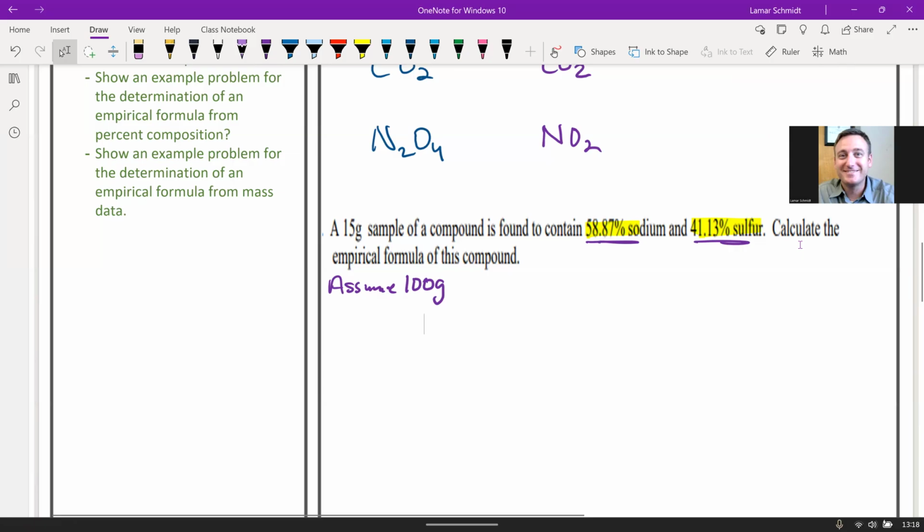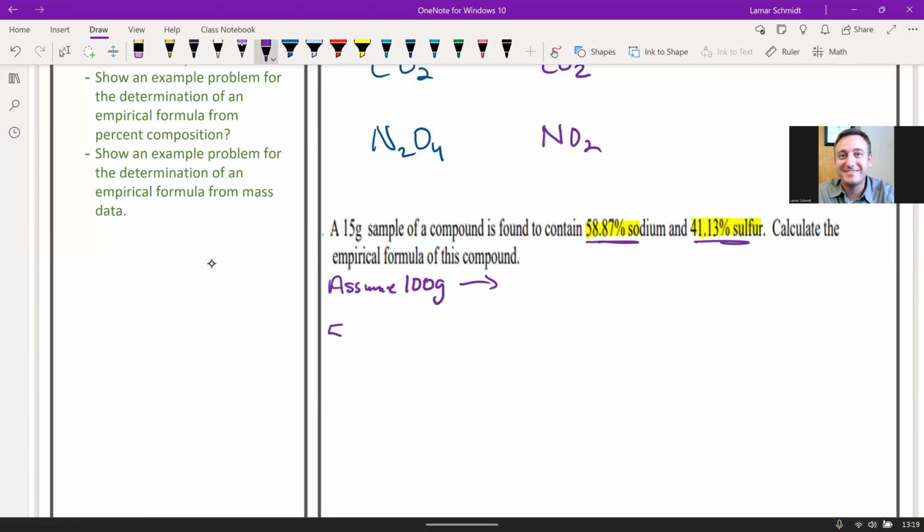Could we do it if we want? If you really like doing a bunch of calculations, do what you want. I don't care. It will work. But I'm going to just show you, assume 100 grams when you see this, because you may not be given the total mass. So now you know what to do with that. So you're going to assume 100 grams. And then let's see what we're going to do next.